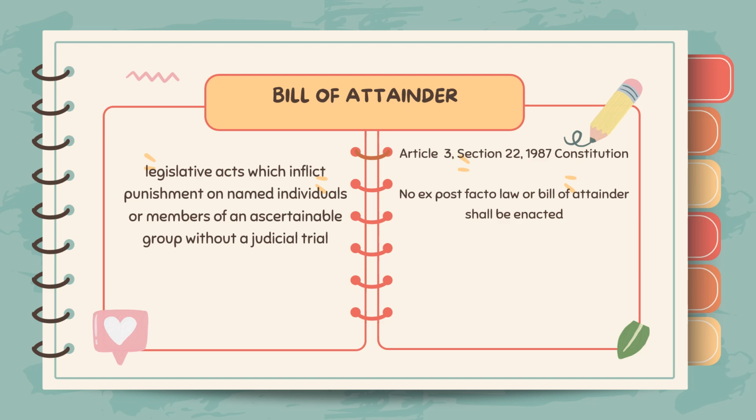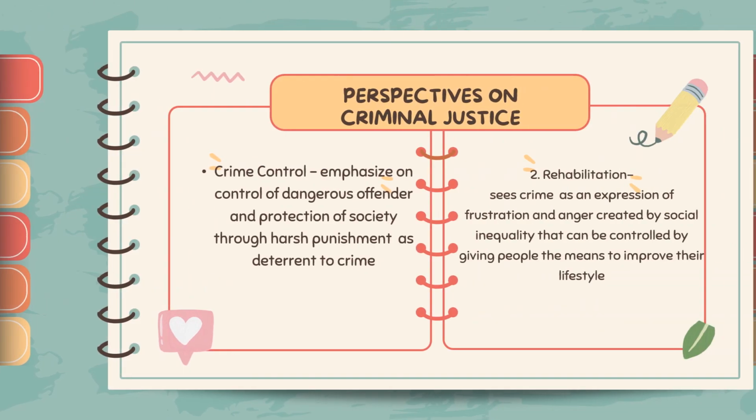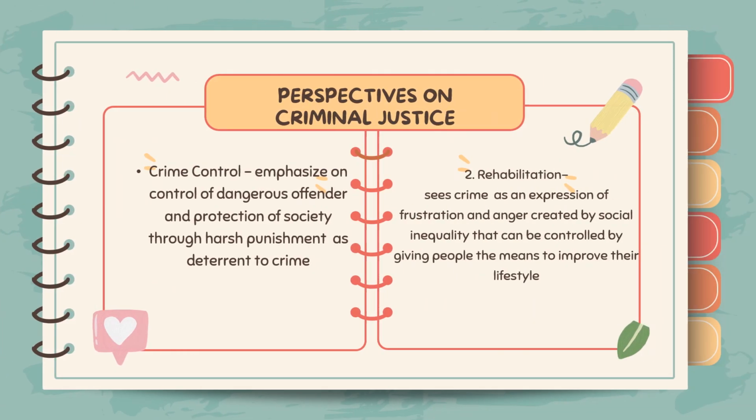Then we have the perspectives on criminal justice. We have 6 in total. Let's go first with crime control. It's a model of criminal justice that emphasizes the control of dangerous offenders and protection of society through harsh punishment as a deterrent to crime.